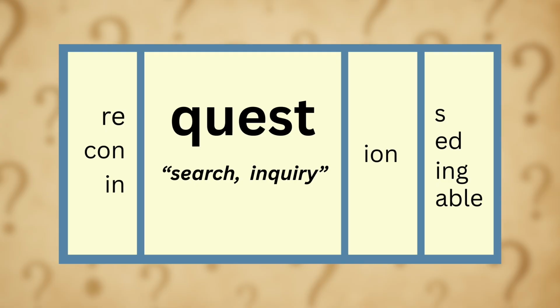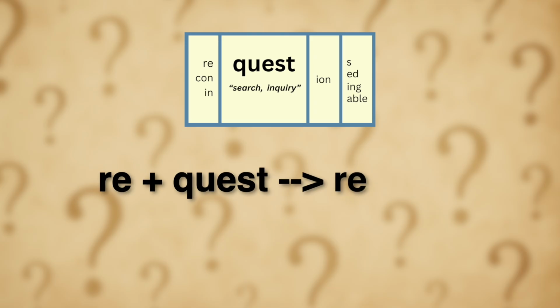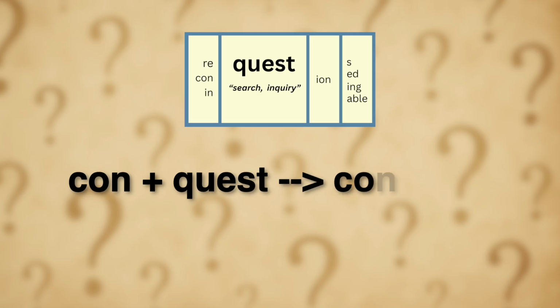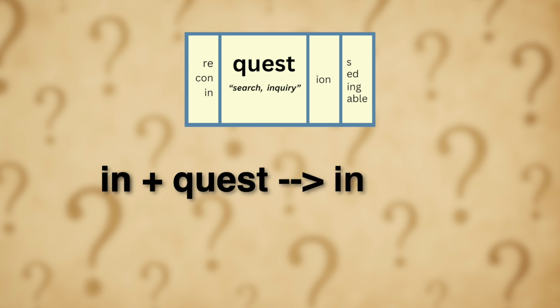First, let's house our word family into its mother, the matrix. Now that we have this matrix built, we can build our word sums. RE plus QUEST is rewritten as REQUEST, request. CON plus QUEST is rewritten as CONQUEST, conquest. IN plus QUEST is rewritten as INQUEST, inquest.